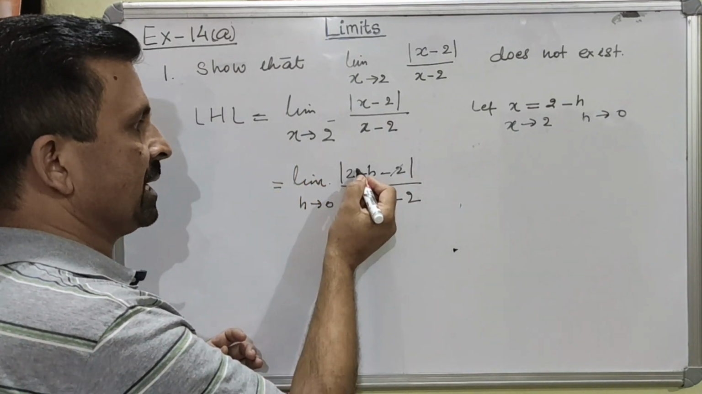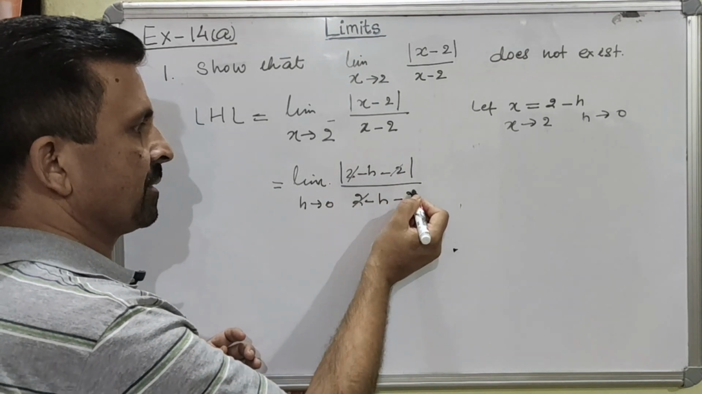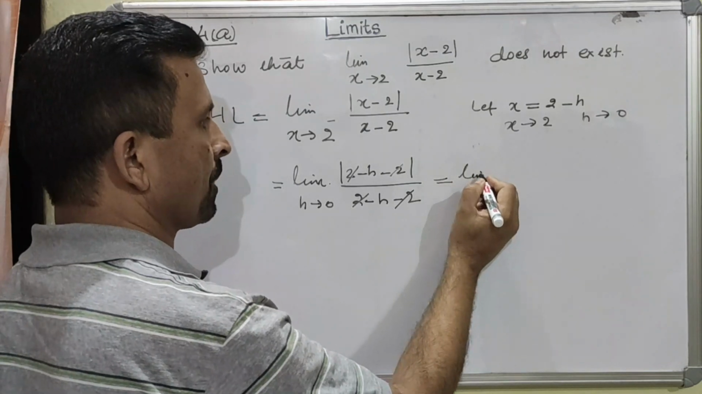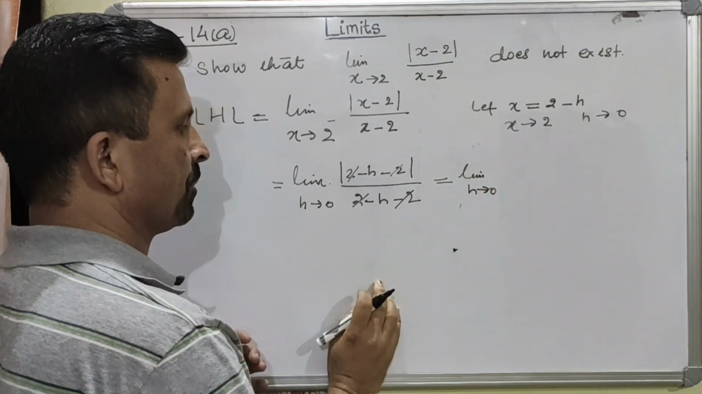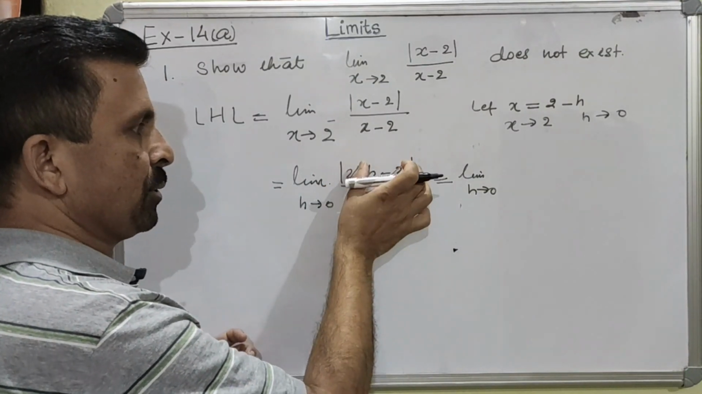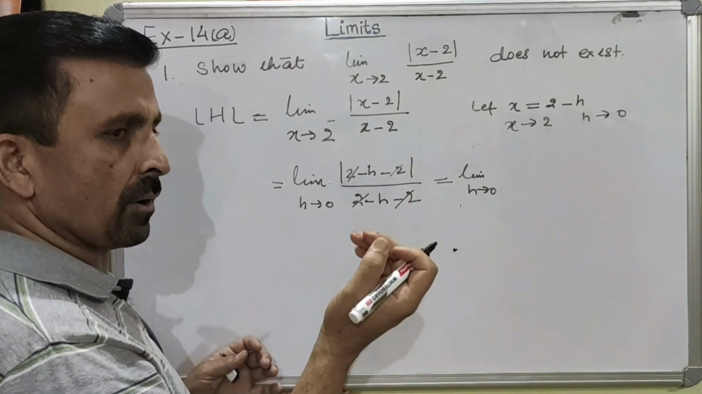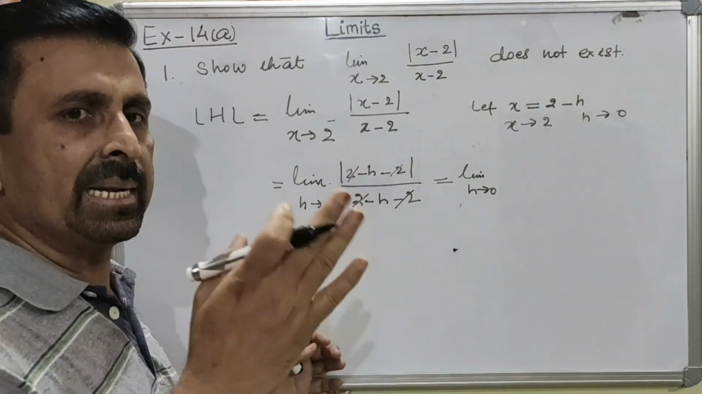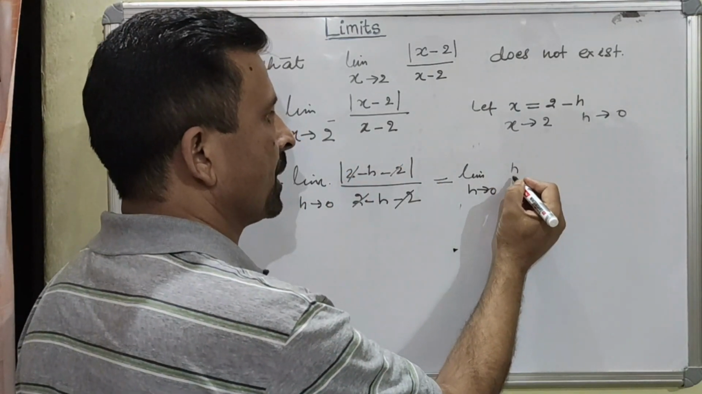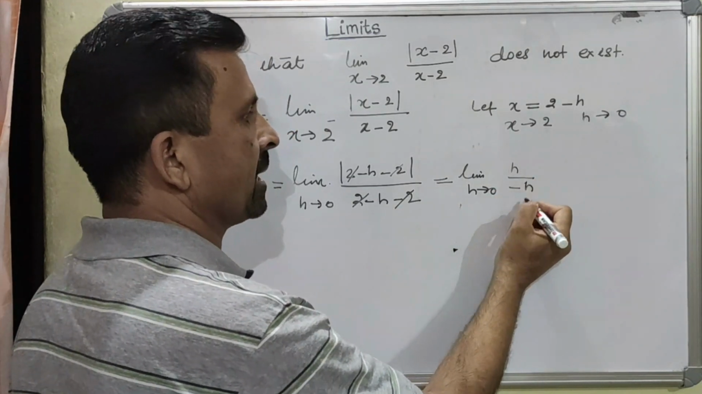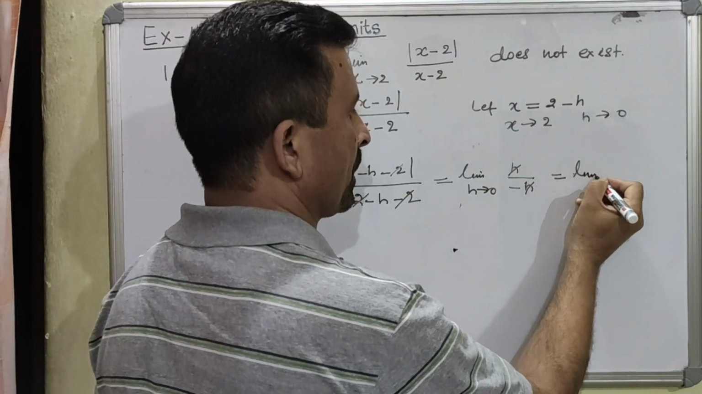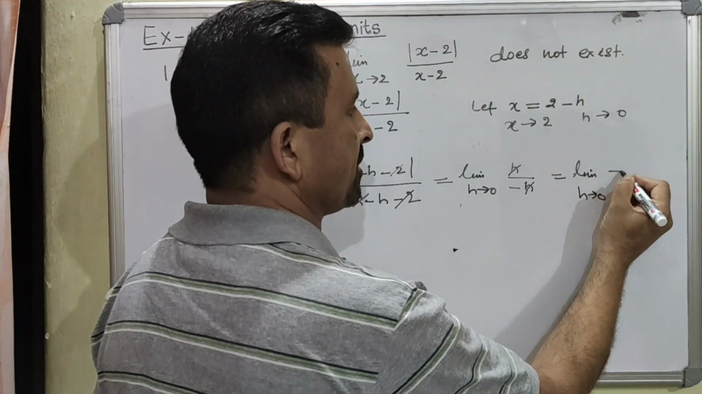So minus 2 and plus 2 cancel, this 2 and this minus 2 cancel, and we get limit h tending to 0. Is it okay? Now this is |minus h|. The beauty of the absolute value sign is that any number that comes out of the absolute value becomes signless. Therefore, it will simply be h, and down will be minus h. Clear? Now this is simplified, so this becomes minus 1, which is the limit as h tends to 0 of minus 1.